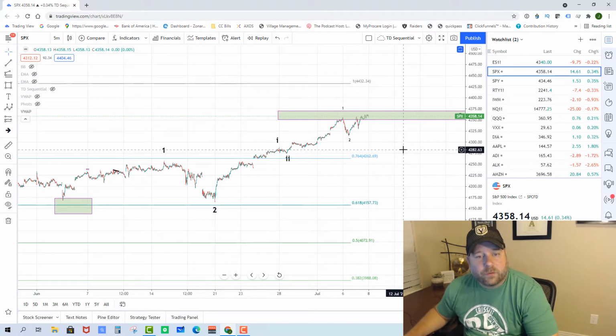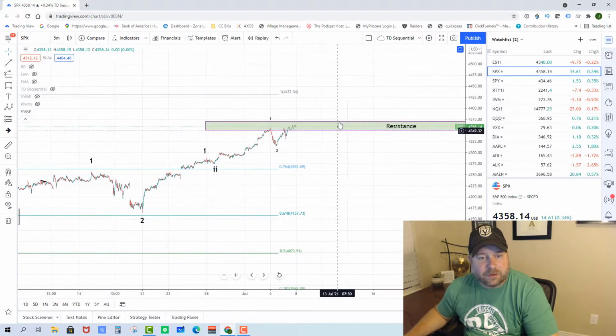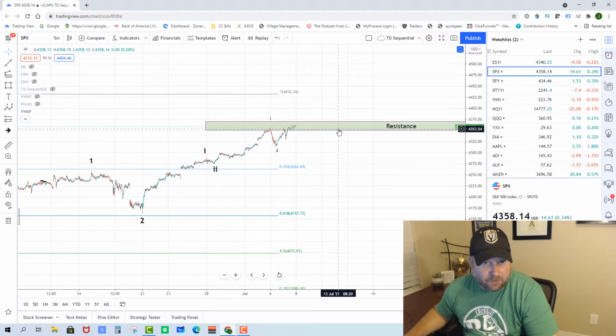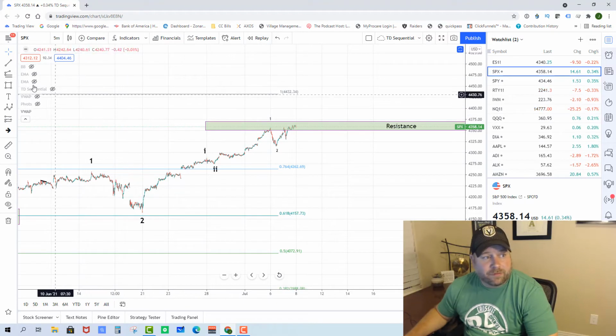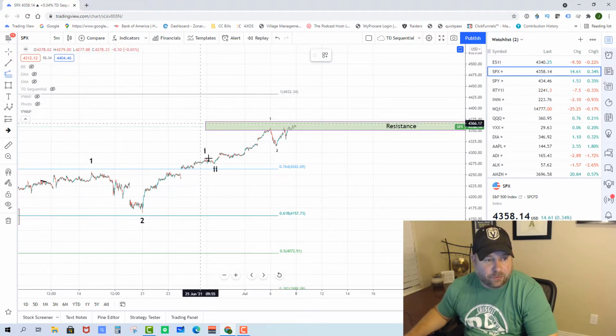So how do we figure out that this resistance zone is where it is? The first thing we have to understand is Fibonacci levels. Now, we've talked about that in many videos. And how do we get those Fibonacci levels? Well, we have to measure. So we have a tool for that. It's called the trend-based Fibonacci extension tool.